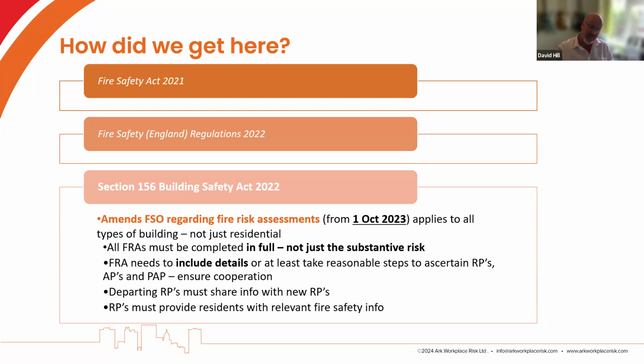And also, if we have a residential block, then the responsible persons, the managing agents, the facilities managers, for example, must provide residents with relevant fire safety information over and above that provided in respect of the Fire Safety England regulation. So we can see we've had a significant number of changes to fire risk assessments since 2021. But what we are not seeing at the moment, according to the regulator and according to the HSE, is this actually really changing the way that risks are managed. And that's one of the areas that they are extremely concerned about.